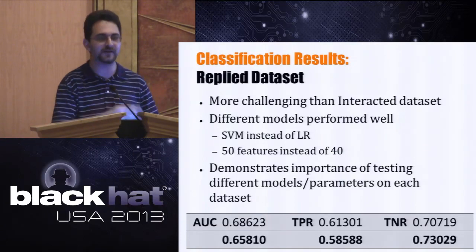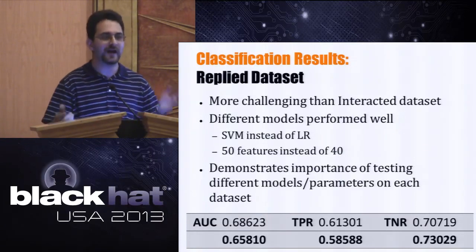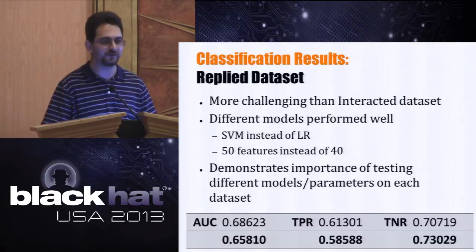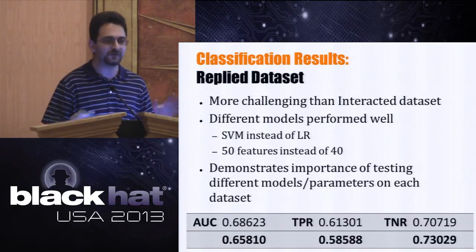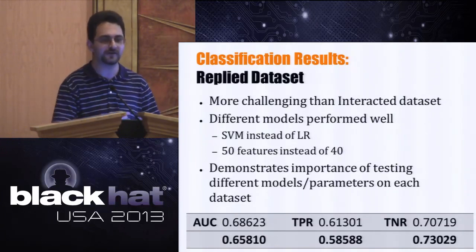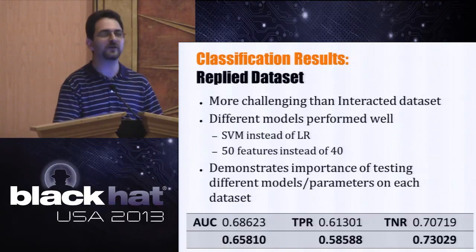This goes back to what I was saying earlier. You have all these different algorithms. You have different classification models. You have different feature selection techniques. You can't just say one of these is going to always be your best bet, because even on these two data sets that are very similar, the only thing that differs is whether the users were interacting with the bot or replying to the bot.